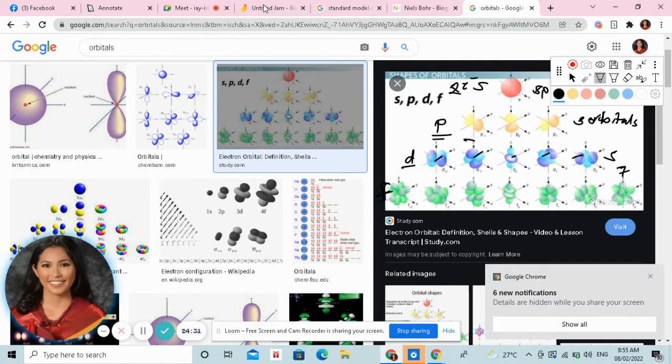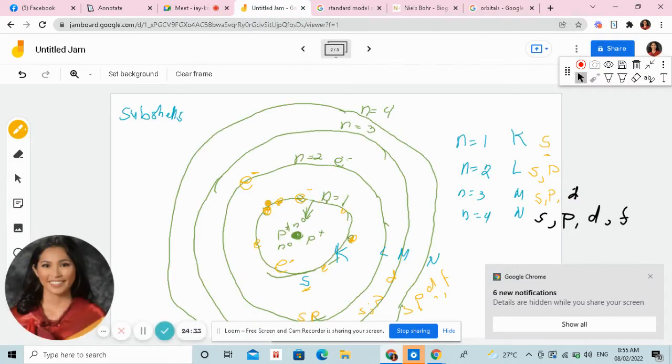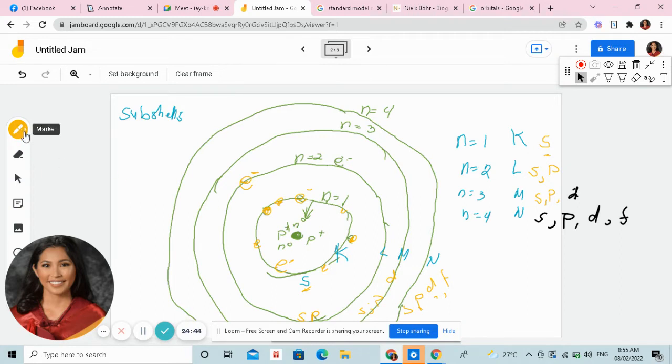So when n is equal to 1, or the K shell, how many electrons can it occupy? 2, ma'am. We have only 2 electrons, because we only have the S subshell. So we have one electron and then another electron, which is 2.